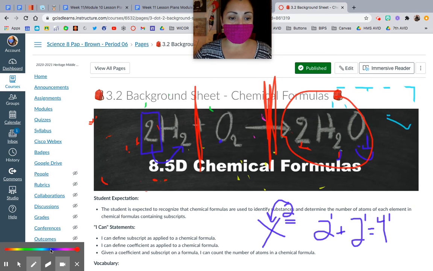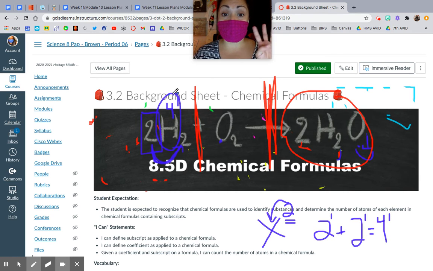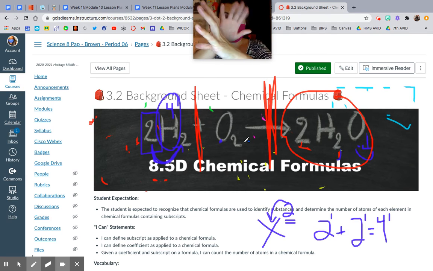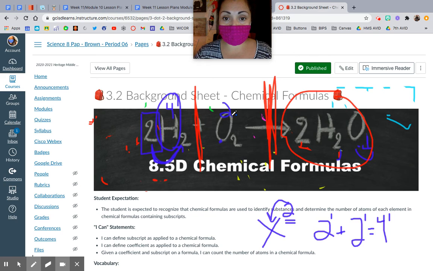So 2 times 2 is what? 4. So technically I have 4 hydrogens because 2 coefficient times 2 subscript is 4. It's separate from here, so I don't distribute this to this. Much like if I have a plus sign and I have parentheses and then a plus sign, I don't distribute what's in here to here. So I have 2 oxygens. And then this is separate. So I distribute this 2 to this H2. So once again, I have 4 H's here.